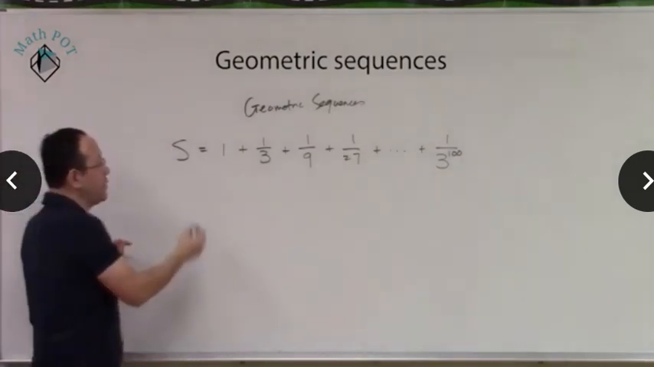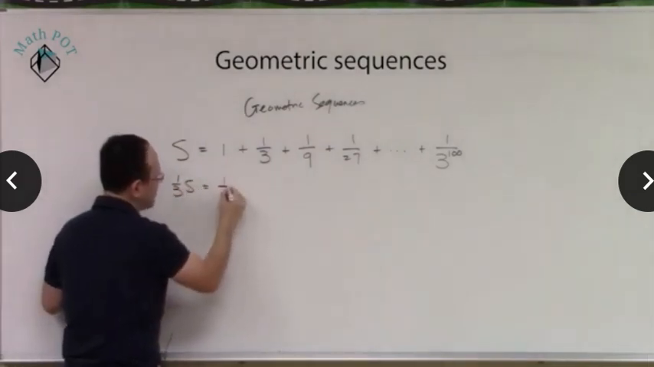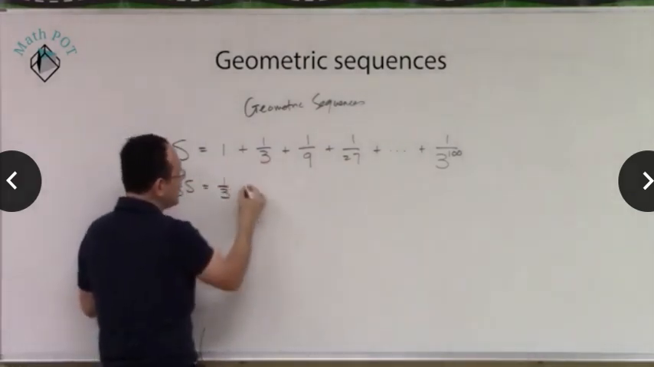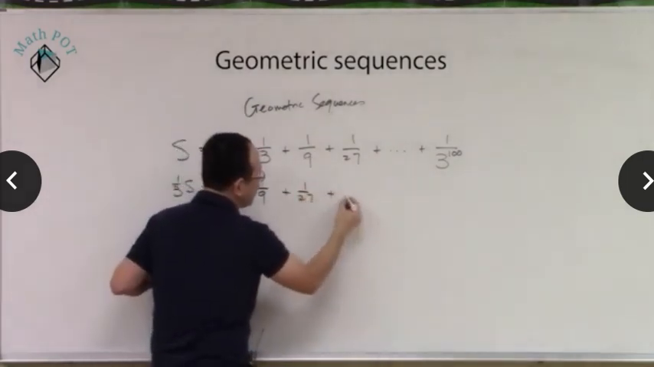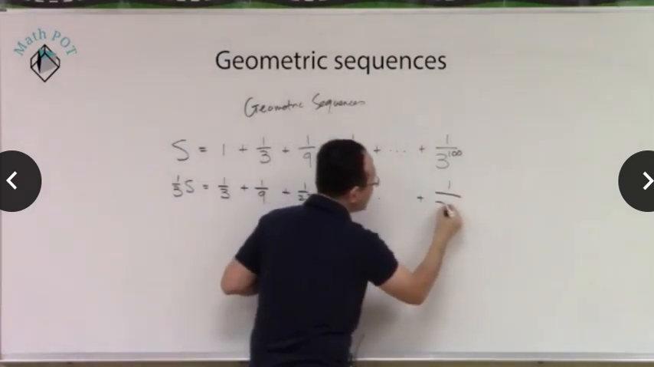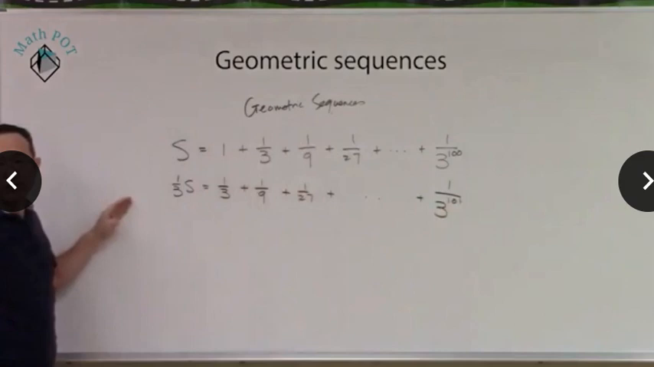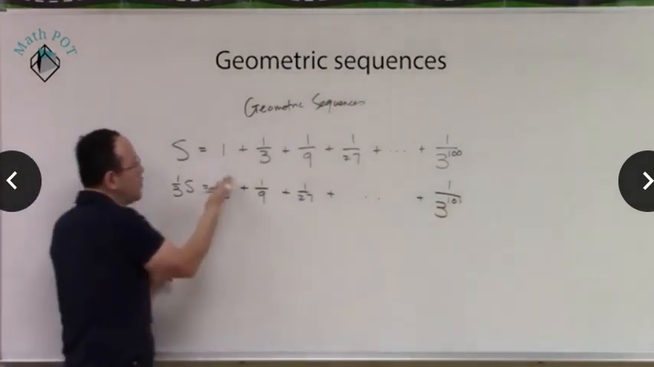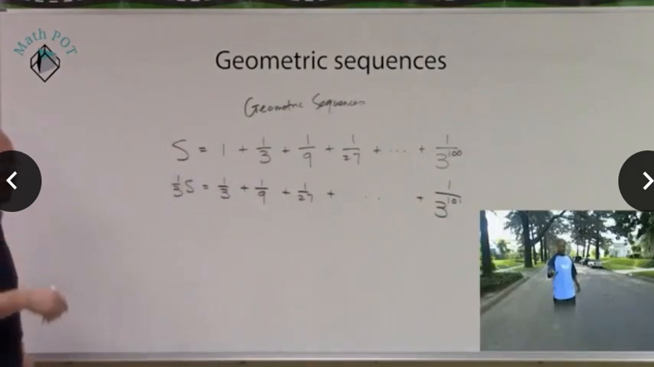Let's multiply both sides by 1 over 3. We end up with 1 over 3 S. Of course, this one multiplied by 1 over 3 is 1 over 3. This one is 1 over 9. This one is 1 over 27. Of course, the last one is 1 over 3 to the 101. So clearly, I want to try to do the difference of them, because we have so many identical terms. When you do the difference, they all disappear.